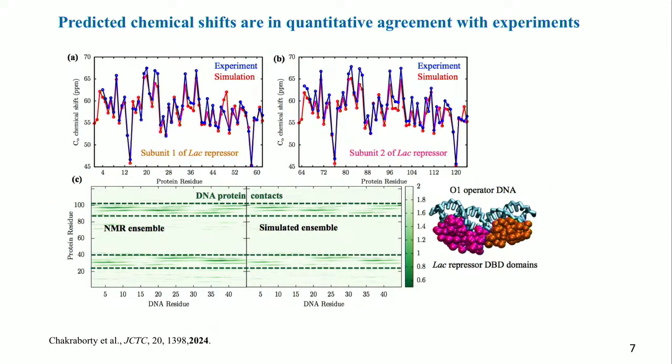So for that we looked into this O1 operator DNA complexed with the lac repressor, and we tried to compare the chemical shifts that we compute from our simulations with experiments for these 2 different domains of the DBD. As you can see, again, the chemical shifts are very close to what you get from experiments, and this is where I show you the contact maps for the NMR ensemble and from the simulated ensemble. And again, you see that many of the signatures in the NMR ensemble are actually retained.